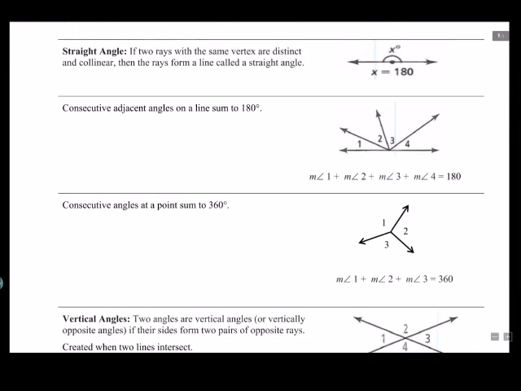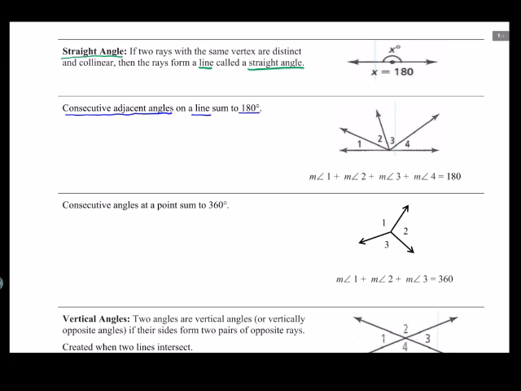An old friend is next. A straight angle says if two rays with the same vertex are distinct and collinear, they form a line. And we know a line is called a straight angle and has a measure of 180 degrees. Our next thought says consecutive adjacent angles that are on a line sum to 180 degrees. Now this is different than our linear pair postulate, because linear pair is two adjacent angles that form a line.